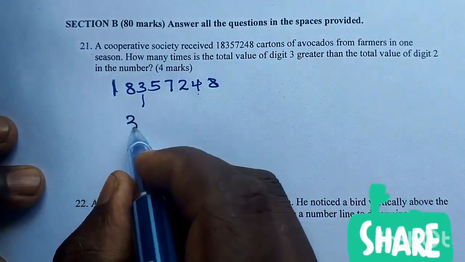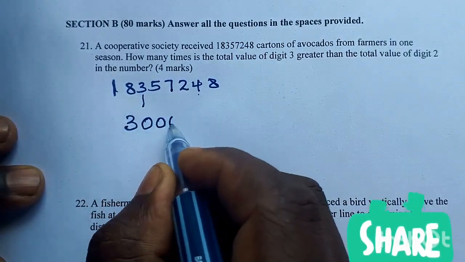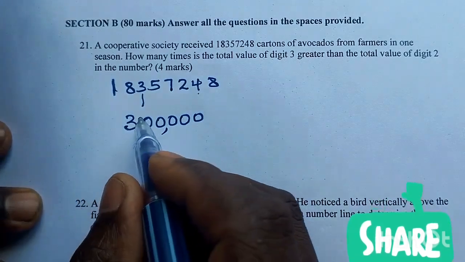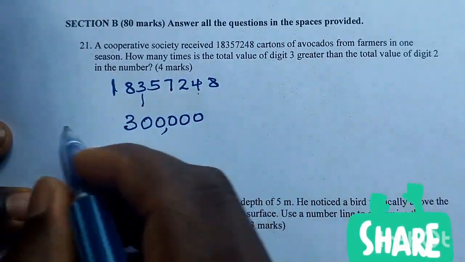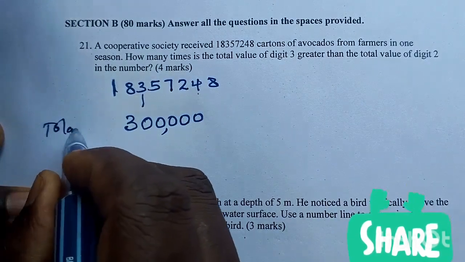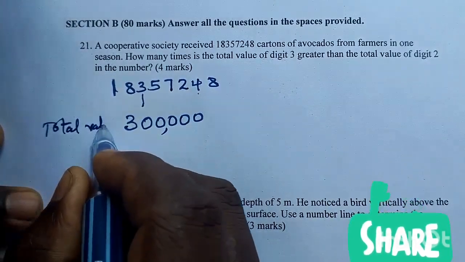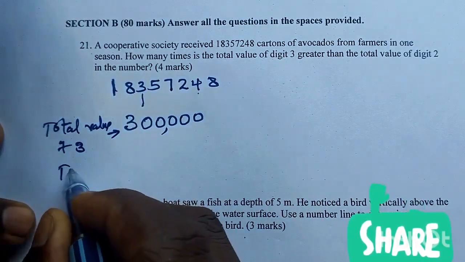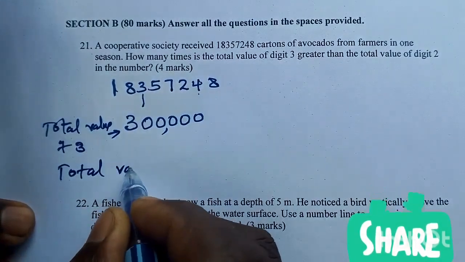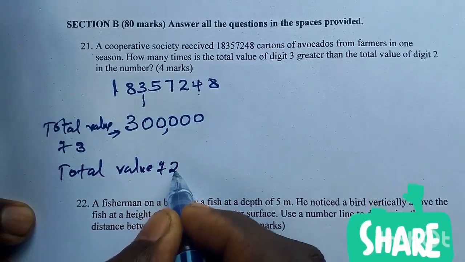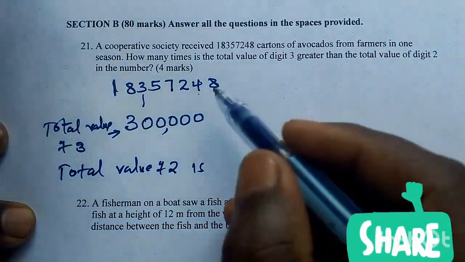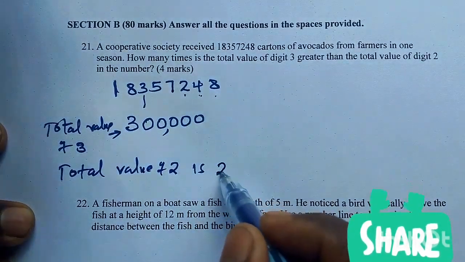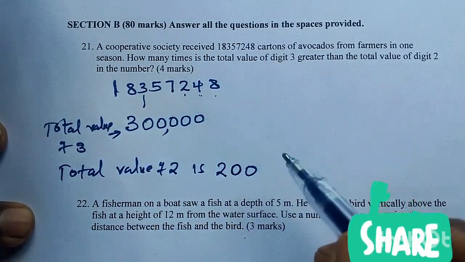So the digit of 3 is at 100,000. 100,000 is 5 zeros. That is the total value of digit 3. So the total value of 3 is this. So the total value of 2 is: ones, tens, 100. So it is 2 times 100, which is 200.